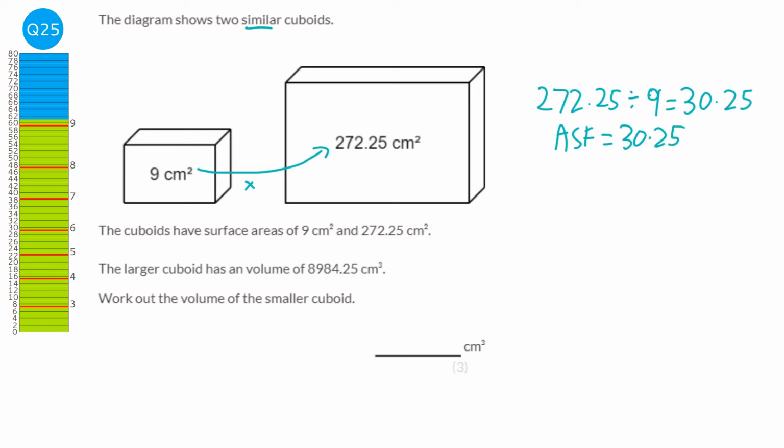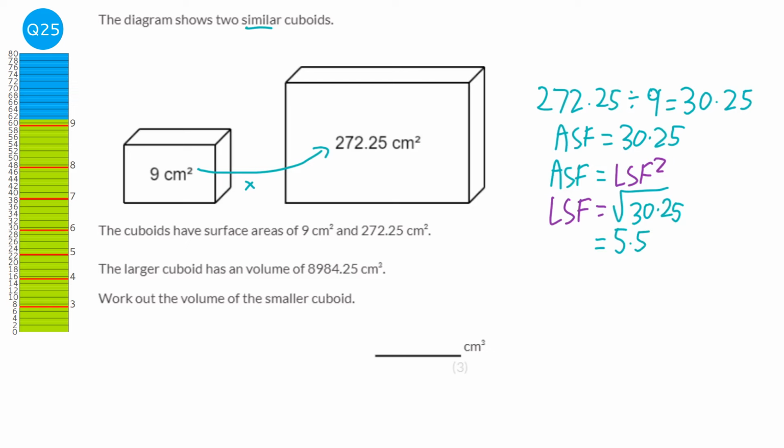Now this question is all about volume. But we're going to work a little bit backwards, and we'll find out that the area scale factor is the linear scale factor squared. So we're going to work out what the linear scale factor is. So to find the linear scale factor, we're just going to square root the 30.25, the area scale factor. So square root, 5.5 even. Okay, so when we square root that, we get 5.5.